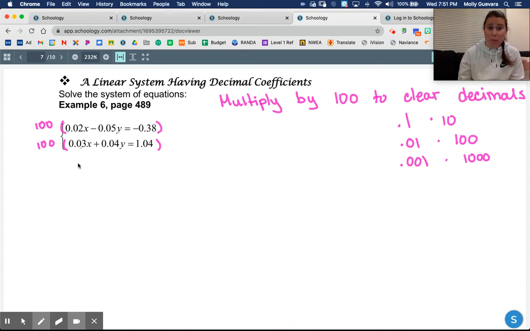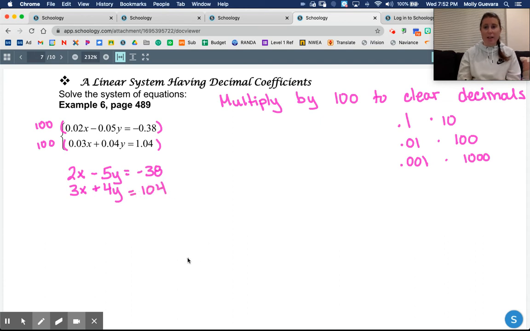So 100 times 0.02x is just 2x. That gives me minus 5y equals negative 38. I like those numbers a lot better. Here I have 3x plus 4y equals 104. I'm very much more happy with those numbers.